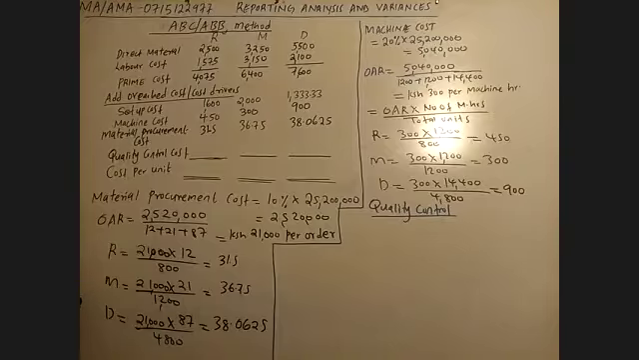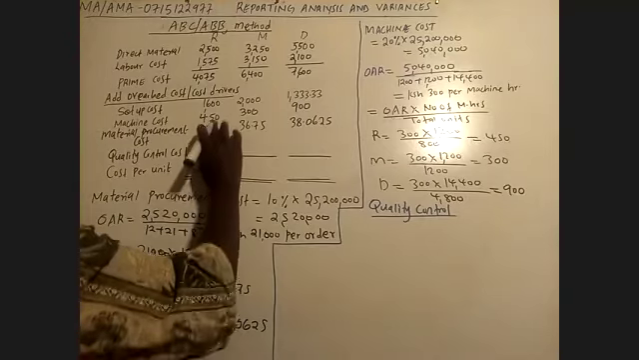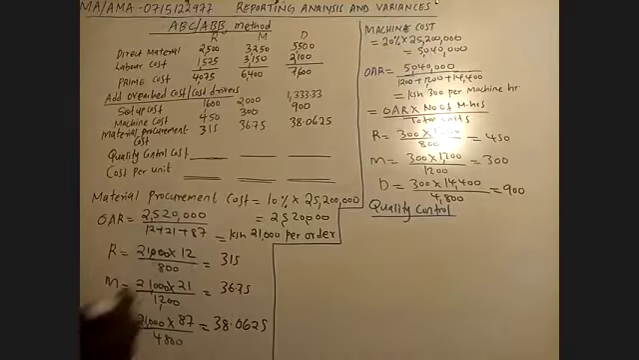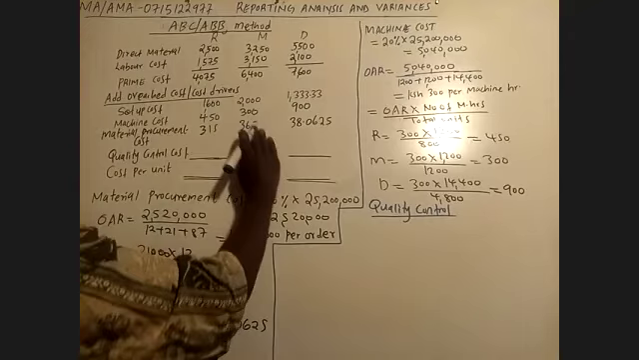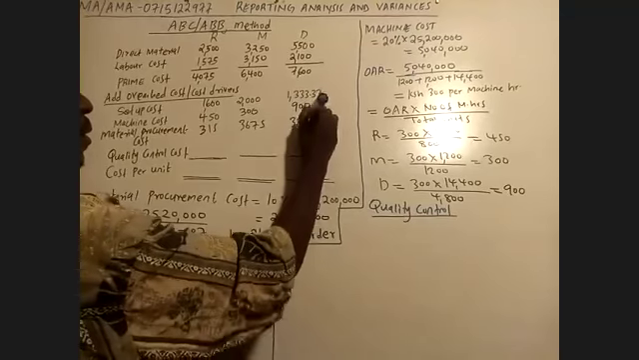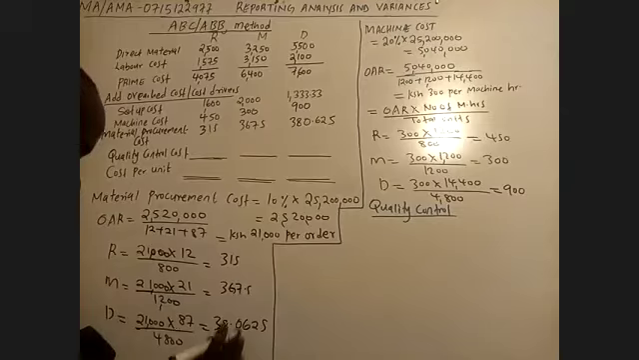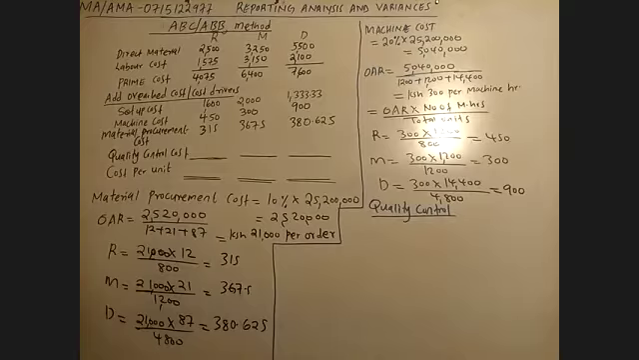21,000 times 12 divided by 800, 315. Yeah, 21,000 times 21 divided by 1200, 367.5. So I got 360.625. Then 21,000 times 87 divided by 4800, 380.625. That one is okay.